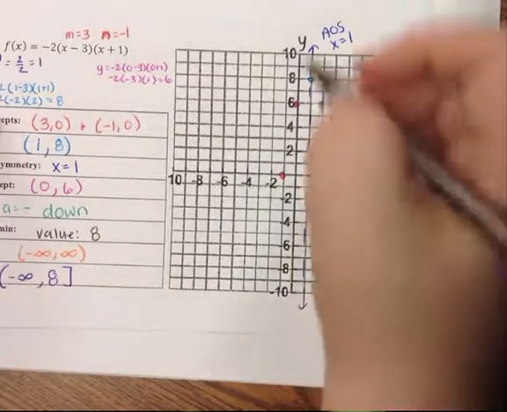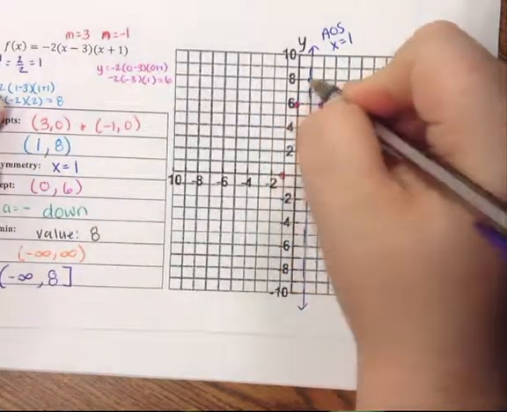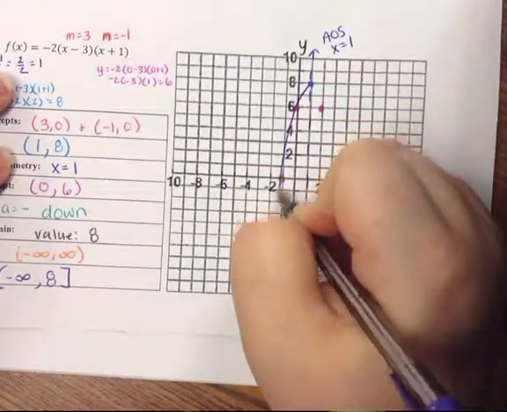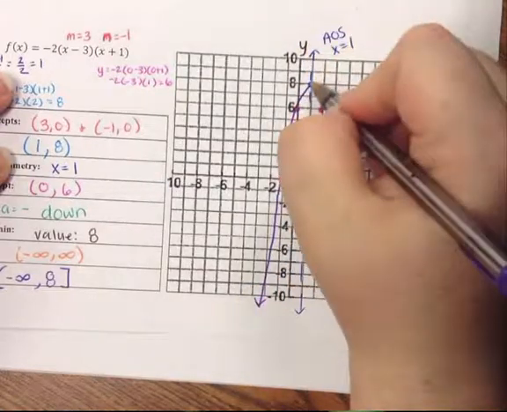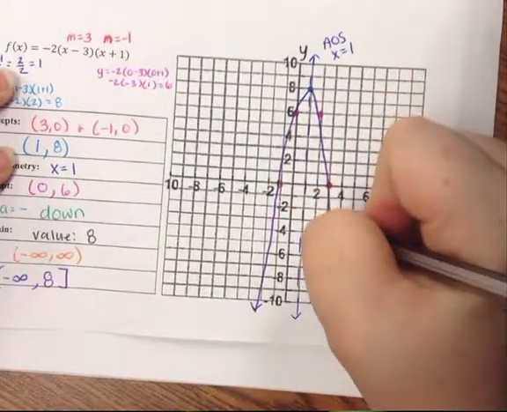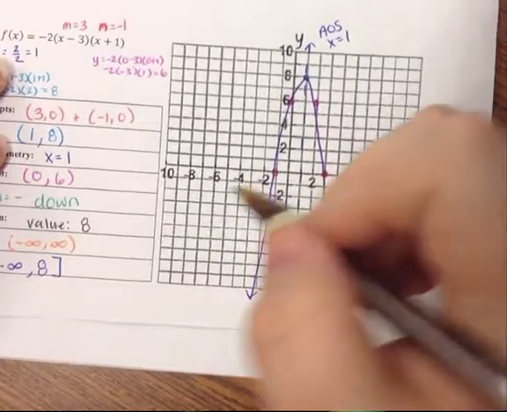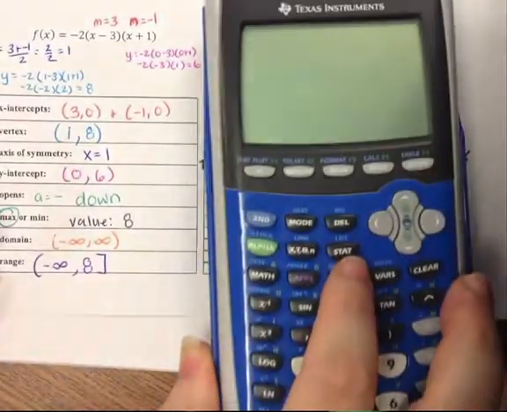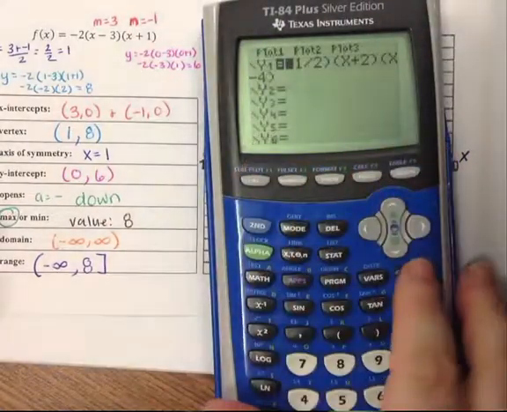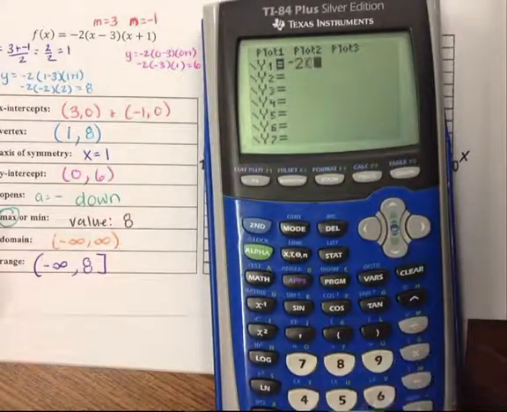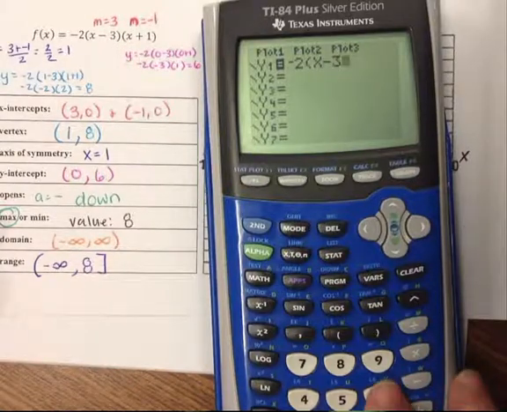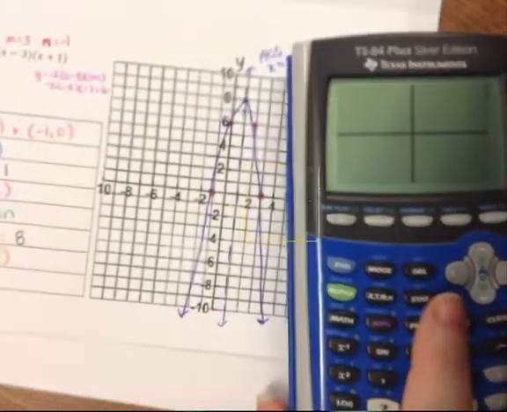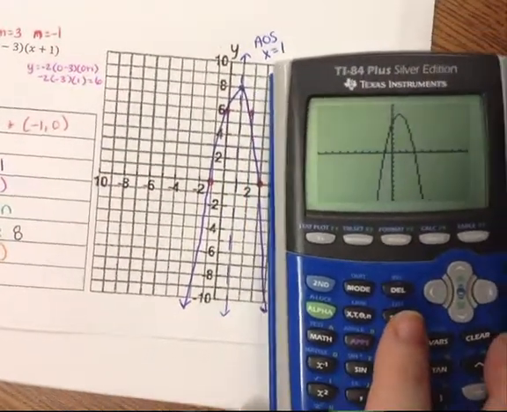When I graph this, I'm going to make sure that I start from my vertex, and then I connect my points. And I know that it's going to keep going. And then I do my other side. It's going to keep going, and I have my arrows at the end. And again, we can go back to our calculator and check it. So I go to my y equals, I type this in, -2 parentheses x minus 3 parentheses parentheses x plus 1 parentheses. Press graph. And that is what our graph looks like.